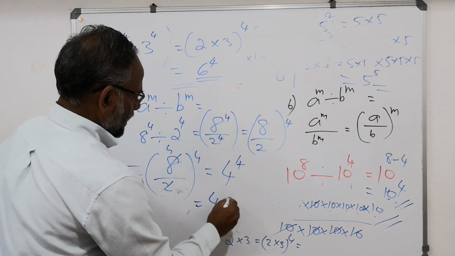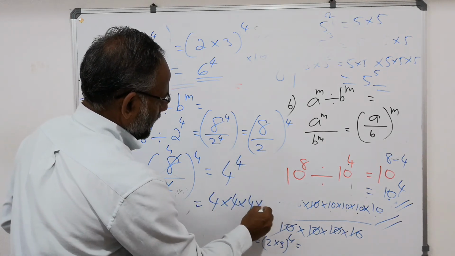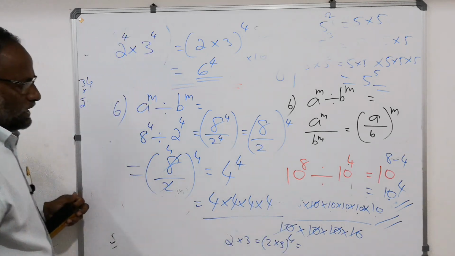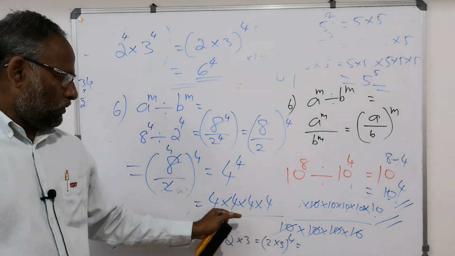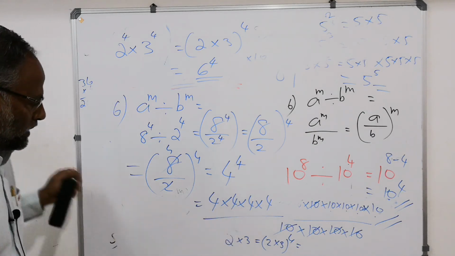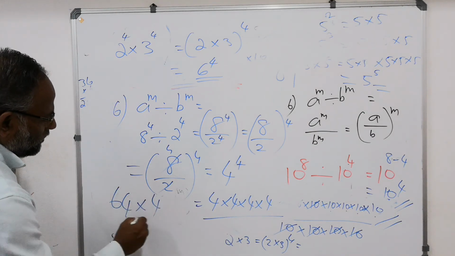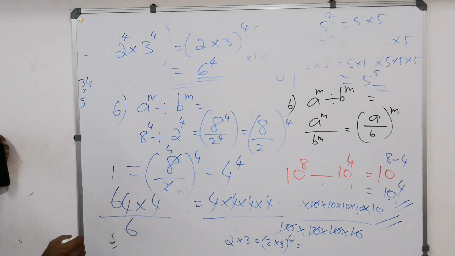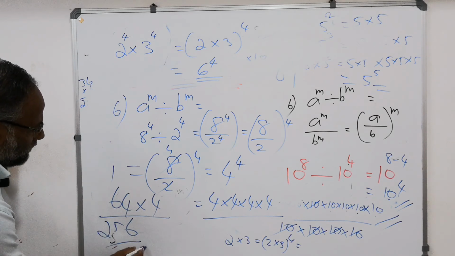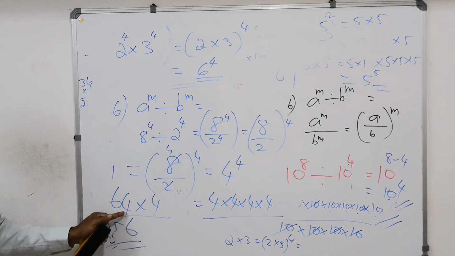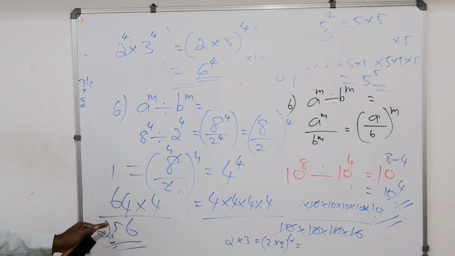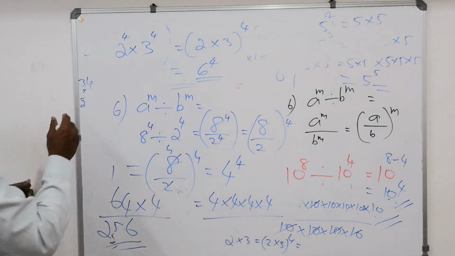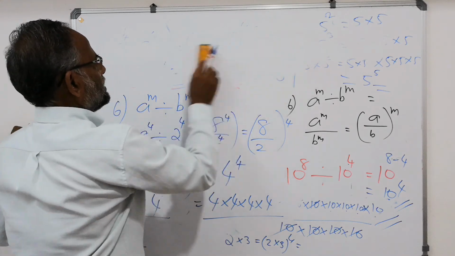That means 4 into 4 into 4 into 4. 4 fours are 16. 16 into 4, 64. 64 into 4. 4 fours are 16, 1 carry. 4 sixes are 24, 24 plus 1 is 25. That means the final answer is 256 we got.